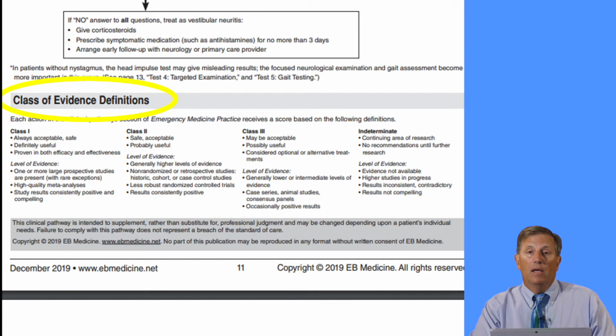Please note that in the clinical algorithm, there are some class of evidence definitions as listed below. Obviously, Class 1 recommendations are based on the best evidence. Class 2, less secure, less definitive evidence, and Class 3 are the ones that have the weakest evidence and are simply recommendations to be considered.